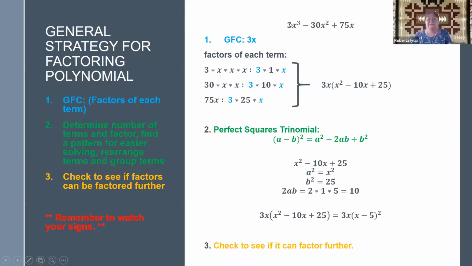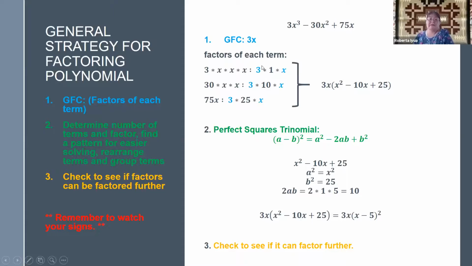So the example we're going to be solving is 3x cubed minus 30x squared plus 75x. Here I factored each term. So I went 3 times x times x times x, which came out to 3 of those for the cube. Then 30x squared, which came out to be 3 times 10 times x times x. And then my last term will be 3 times 25x.